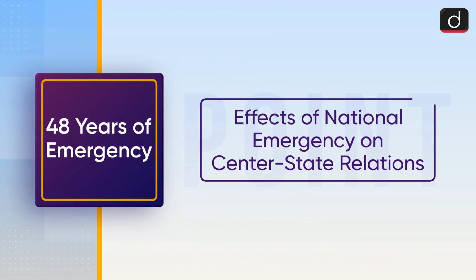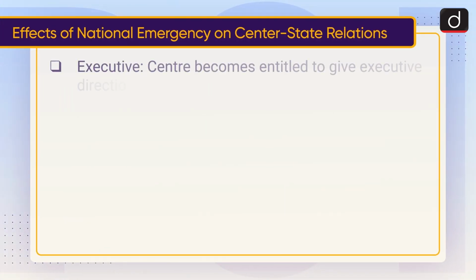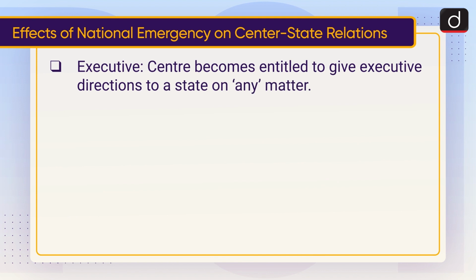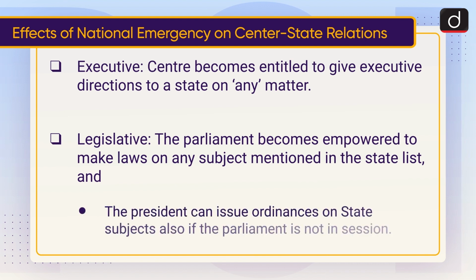Now let's discuss the effects of national emergency on center-state relations. Executive: the Center becomes entitled to give executive directions to a state on any matter. Legislative: the Parliament becomes empowered to make laws on any subject mentioned in the state list, and the President can issue ordinances on state subjects also if the Parliament is not in session.